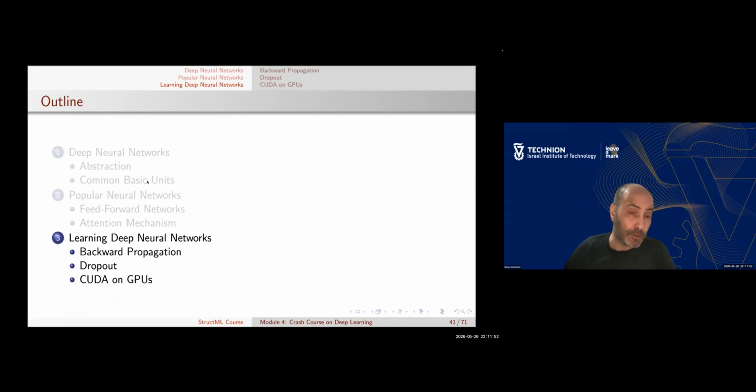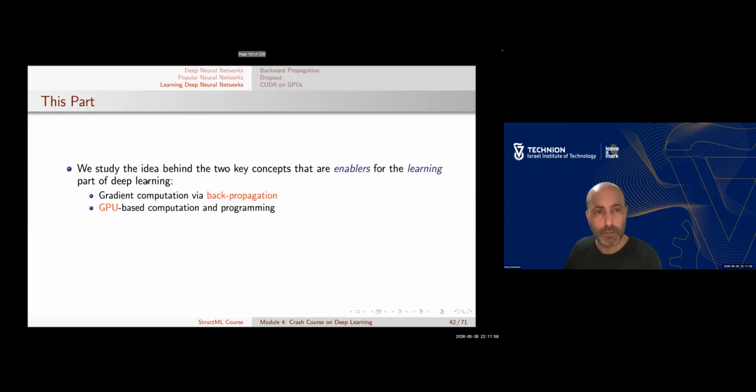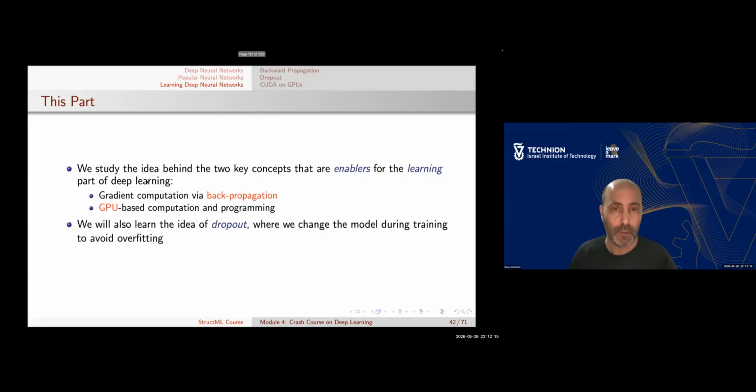Next, we're going to look at some training aspects of deep neural networks. How do we learn these networks? We're going to focus on two key techniques that are really enablers of deep learning: the gradient computation, specifically backpropagation, and computation and programming on top of the GPUs. Without these, we wouldn't have deep learning.